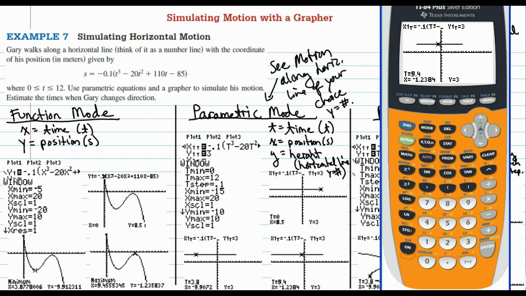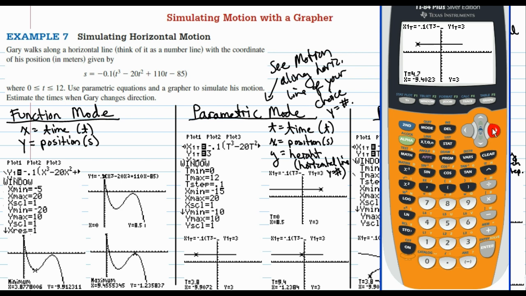Now, the directions said, use parametric equations and a grapher to simulate his motion, and estimate the times when Gary changes direction. You do not have to do this in function mode to estimate those times. All you would be able to do is start at t equals 0 and then trace, keep going along in time to find out. So he's moving left, still moving left, still moving left. Okay, this is getting boring. Come on, change direction. You can see his position, the x-coordinate, is now starting to change direction. There we go.